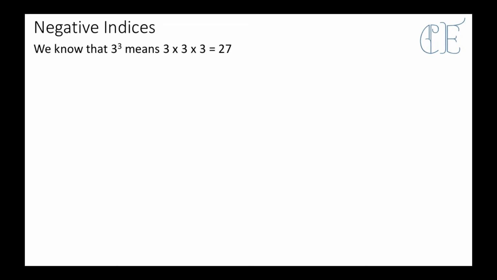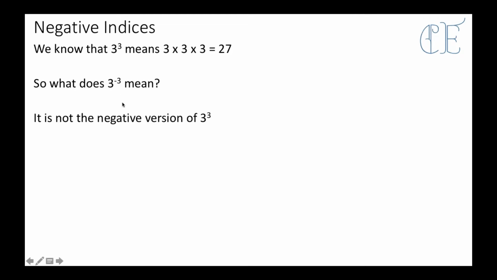So if we had 3 cubed, we also know that that means 3 times 3 times 3, which is 27. Obviously, this could be any number. It doesn't have to be cubed. I've just used cubed in my examples. I'm going to show you lots more examples with lots of different powers. Again, what does the minus 3 actually mean? Well, it means that it's going to be a really small number, and it's not the negative version of 3 cubed.